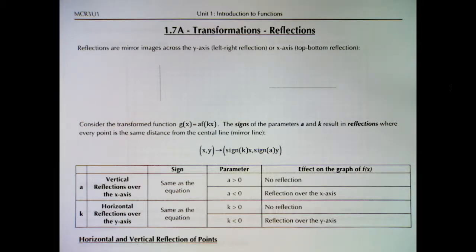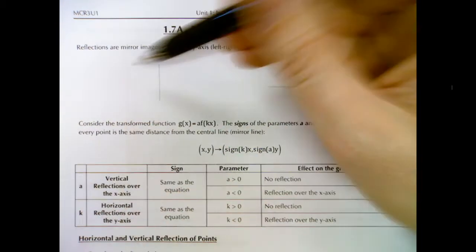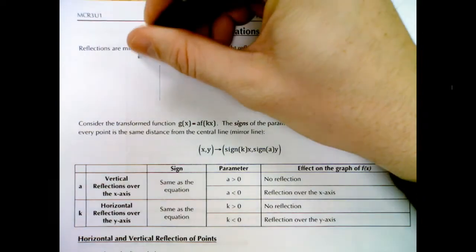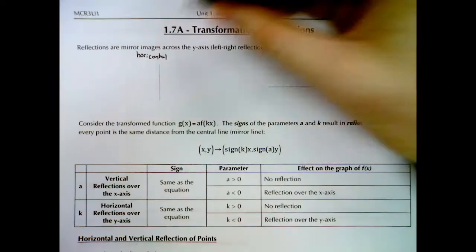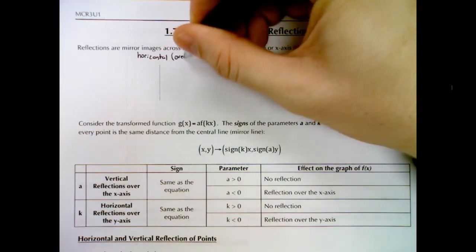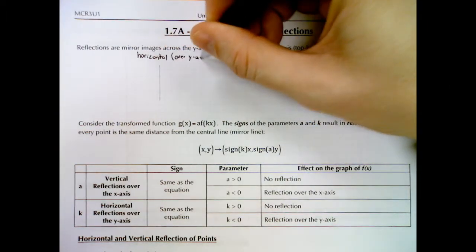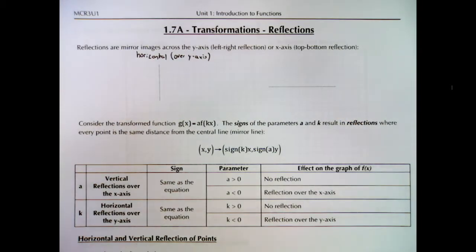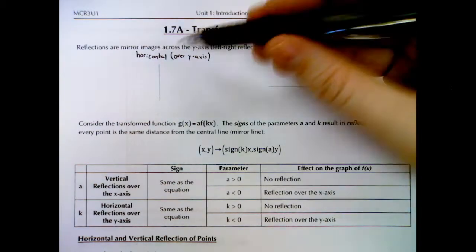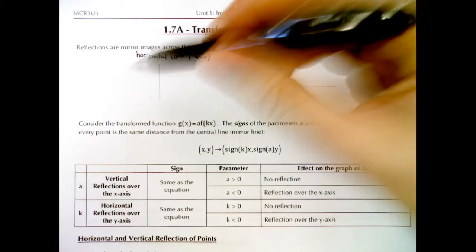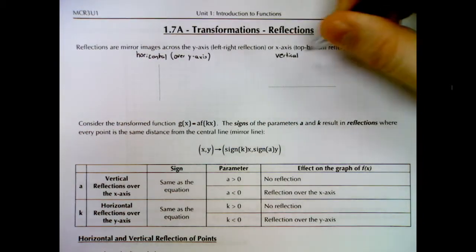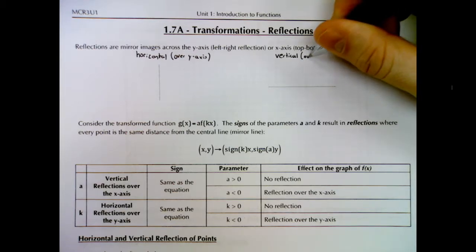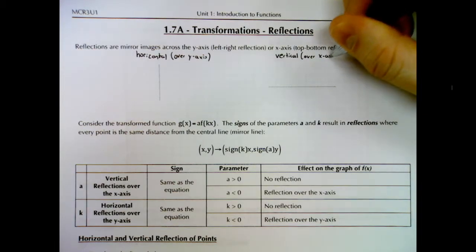What's tricky is if you're reflecting horizontally, you're actually reflecting over the y-axis. Usually when we think horizontal, we think x-axis, but for reflection, we're reflecting over the y-axis, left to right. If we're doing a vertical reflection, we're actually reflecting over the x-axis.